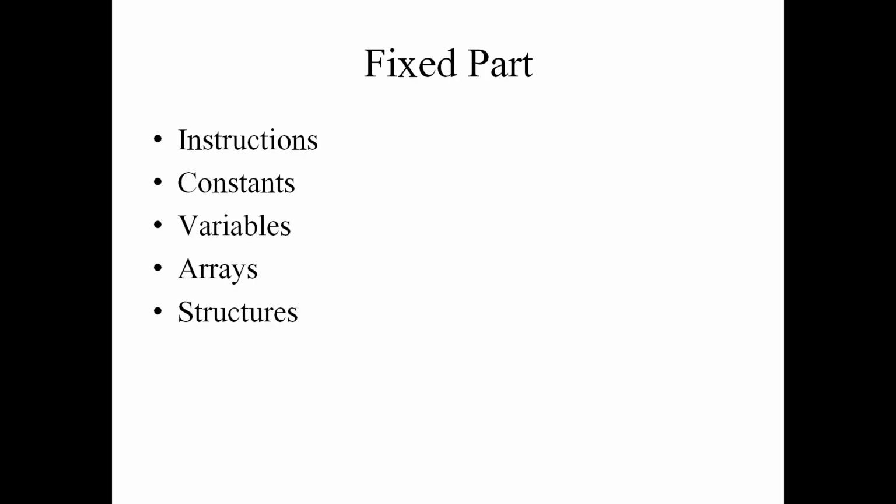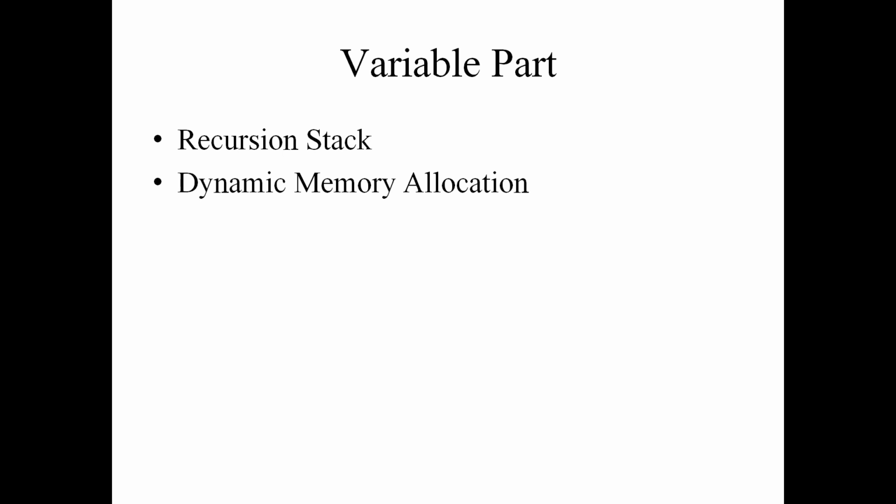The fixed part contains memory required for program instructions, constants, variables, arrays, and structures. This part generally remains fixed. Regardless of how many times the program executes, these memory requirements remain same. The variable part changes during execution. For example, memory allocation using malloc or memory used by recursive function calls. So this part varies from program to program.